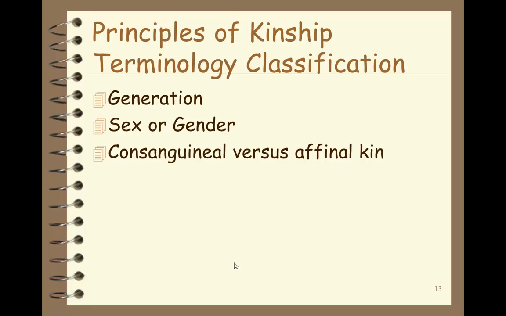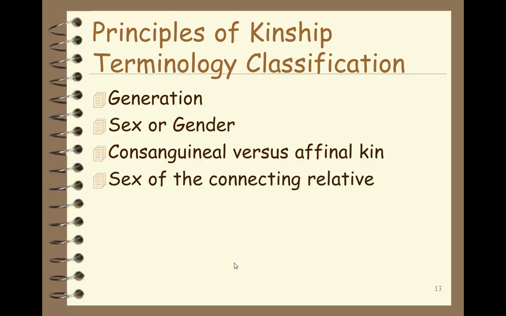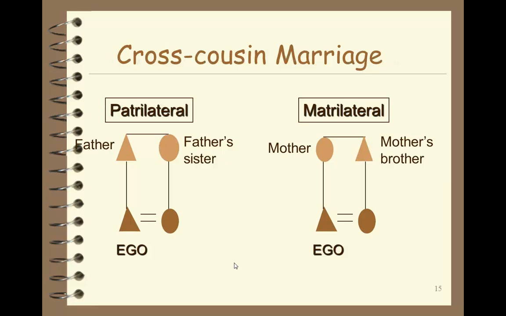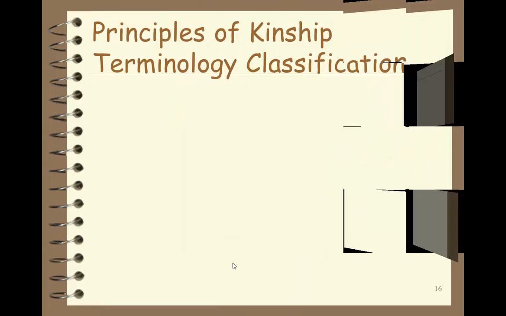One we do not use is sex of the connecting relative. This is something that you learned about in your readings, and that would be the parallel cousin marriage or the cross cousin marriages. Be sure to go back and read about that. And remember, it's not the sex or gender of your cousin that matters. It is the sex or gender of the connecting relative to your parent. That is what matters.